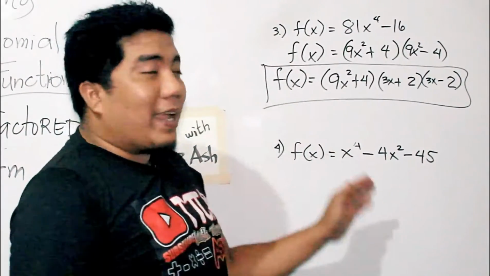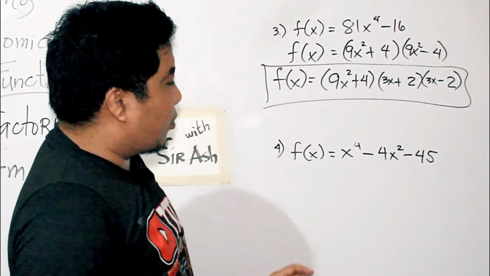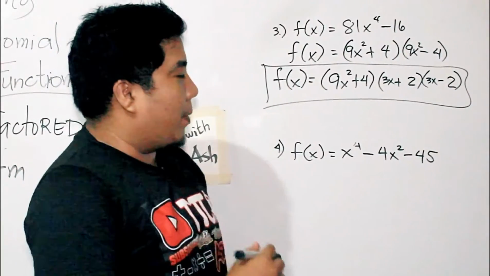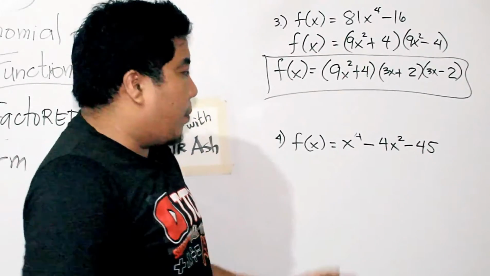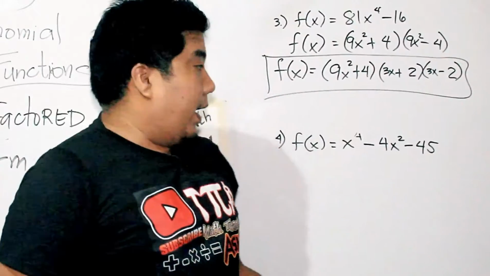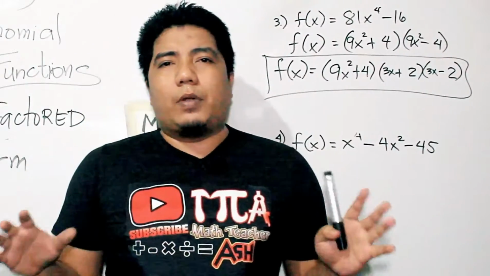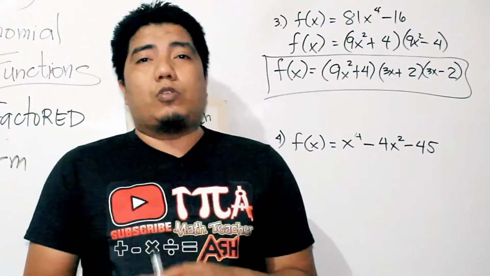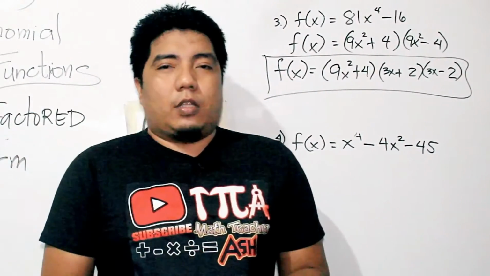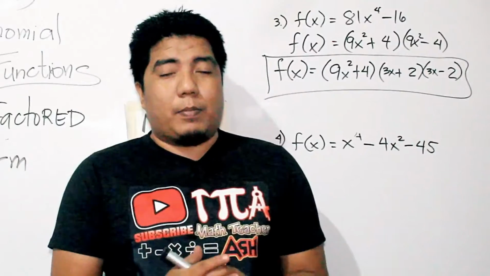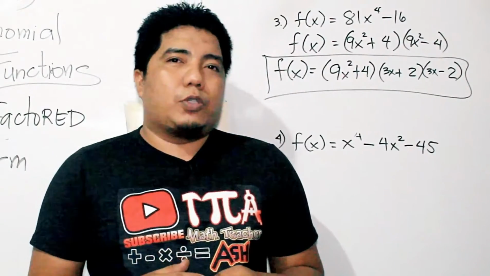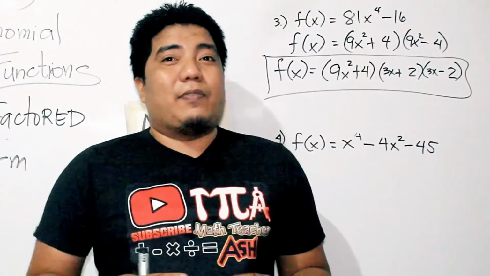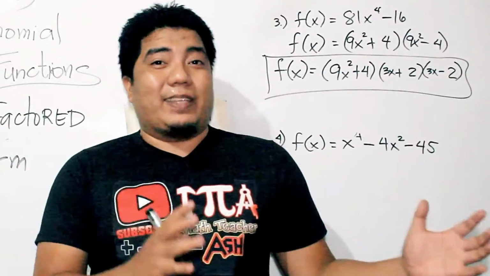Now let's go to our final example, and this is x to the 4th minus 4x squared minus 45. In this example, as you can see, this is a trinomial. Now, remember in our lesson in trinomial, there are a lot of ways to solve the trinomial. You can use the sum and product pattern. You can also use the grouping method. And also, you can use the perfect square trinomial, that is if your factors are identical.